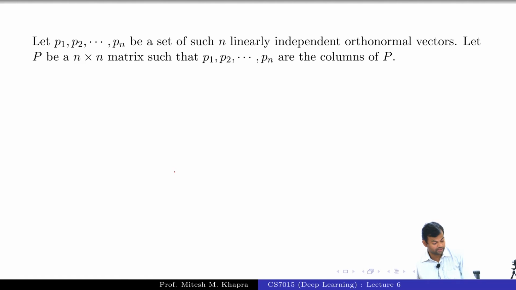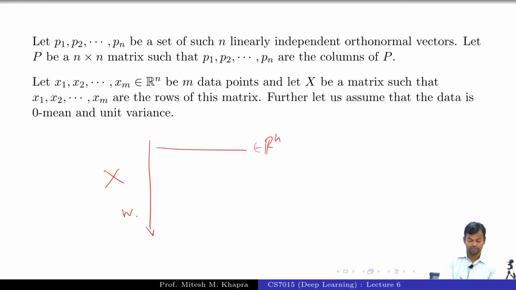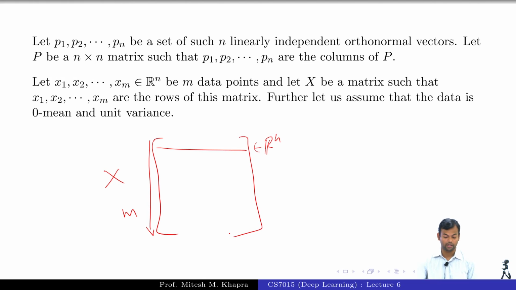Let P be an n cross n matrix such that P1, P2, Pn are the columns of P. Same thing as we had, putting the eigenvectors in a column, and probably I've unknowingly given out the solution. And let x1 to xm be the m data points given to us. So we are given this data as usual. We have this X matrix. Each one of them belongs to Rn, and we have m such data points. That's the standard thing that we are operating on, and we always write this as a matrix. We have already made the data zero mean and unit variance. Actually, unit variance is not required, but the data is zero mean.